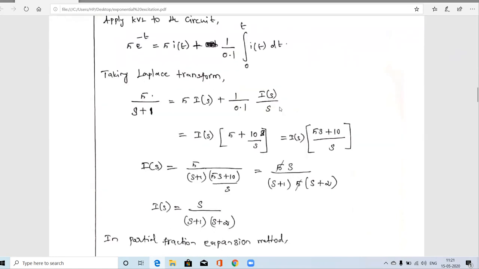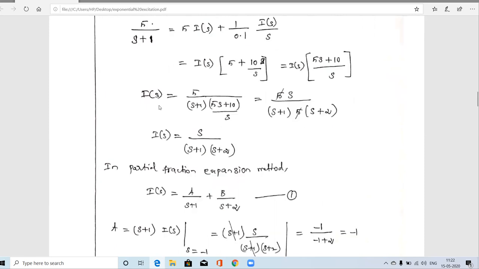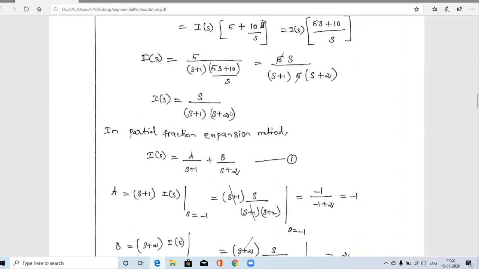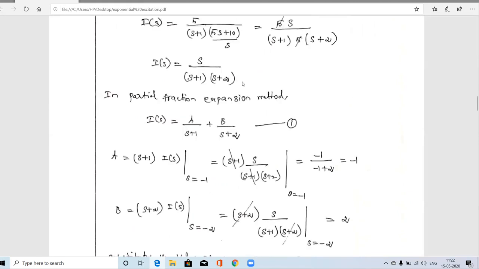So you take I of s as common and take the LCM, and we have to obtain the I of s value. In this, the s is multiplied with 5. We have the term like this, s plus some value. You take 5 as common and the 5 cancels. So we will get I of s equal to s divided by s plus 1 into s plus 2.